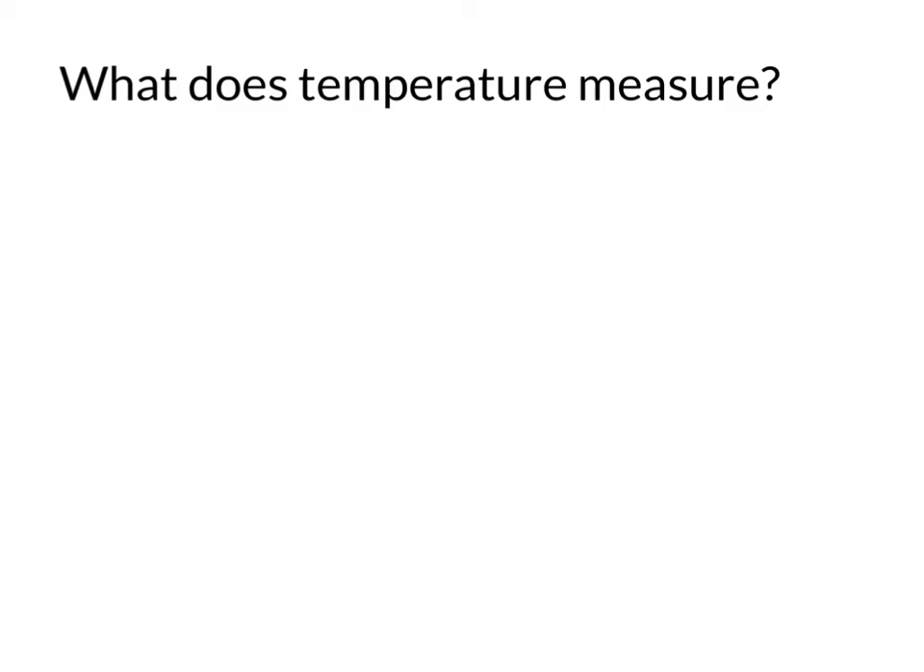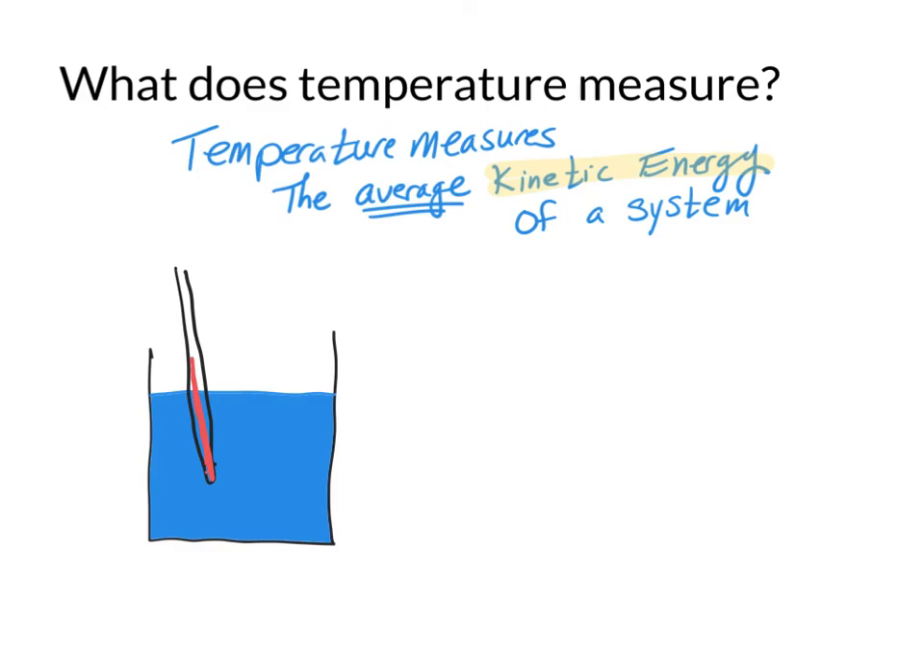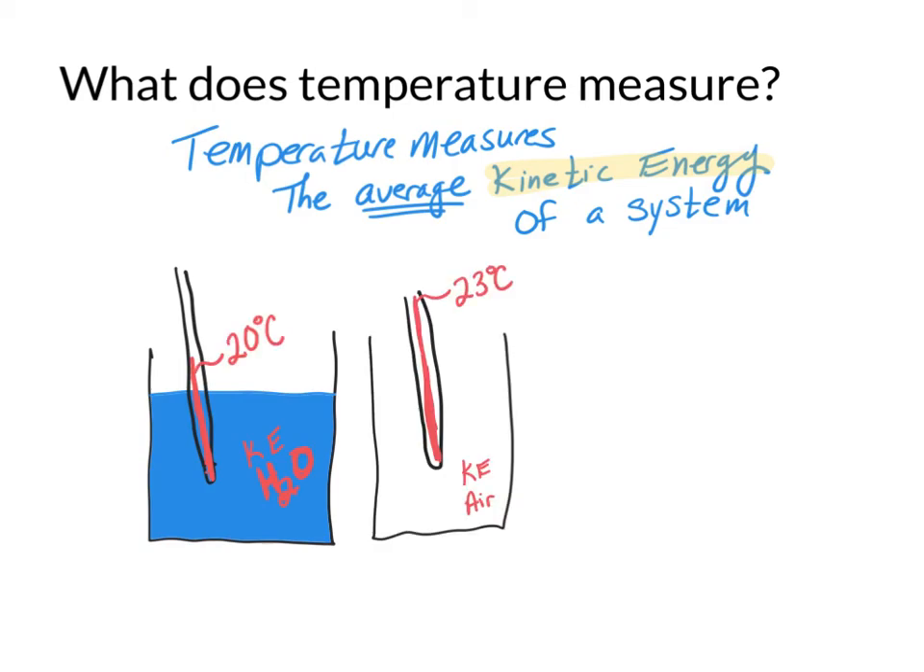What does temperature measure? Temperature actually measures the average kinetic energy of the system. If you're measuring the water, you're measuring how much average kinetic energy that water has. If you're measuring the air, you're looking to see how much average kinetic energy that air has. Not every particle has the exact same kinetic energy, but we're looking at an average. I'd like to show you a simple representation of the average kinetic energy of these particles.